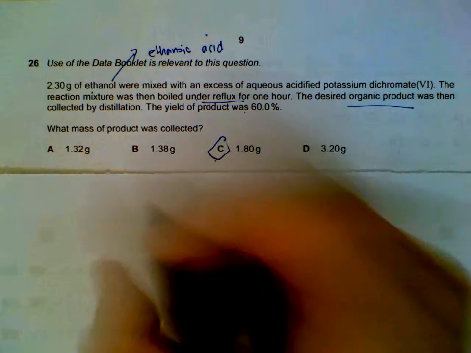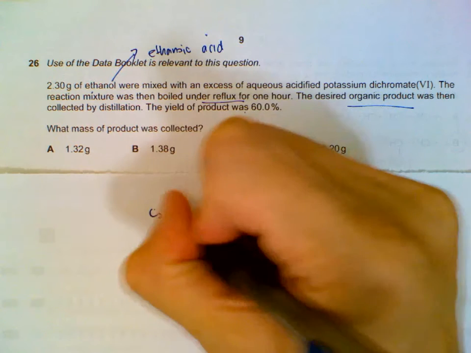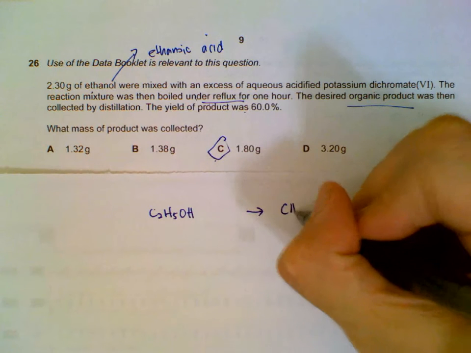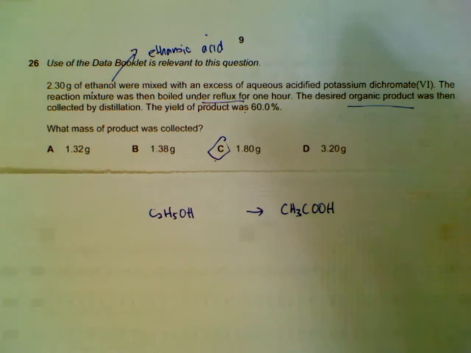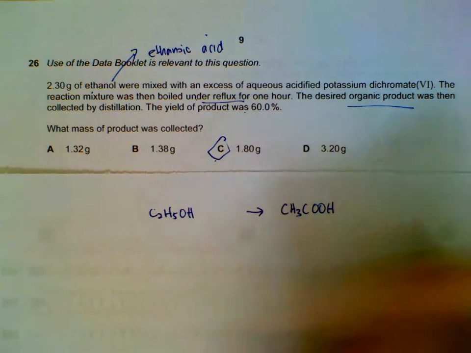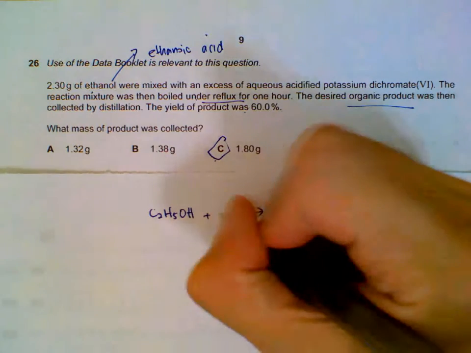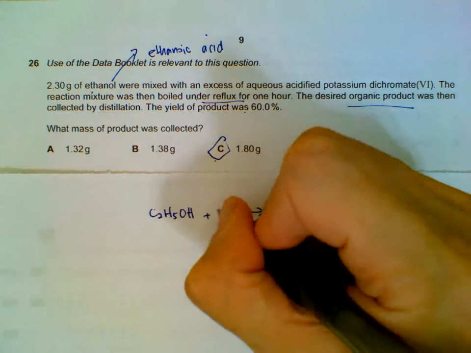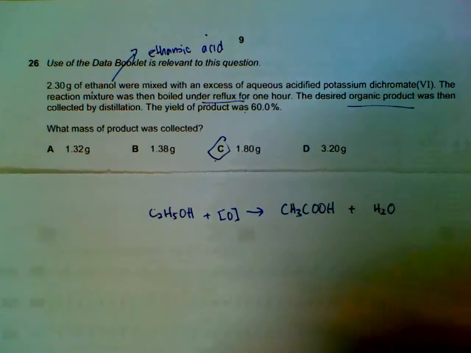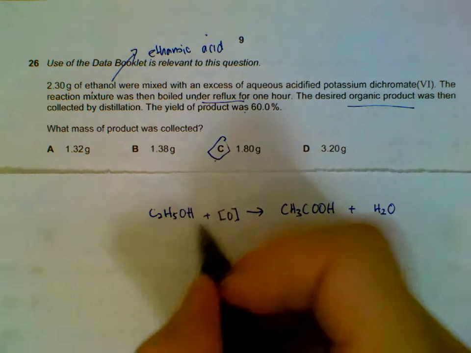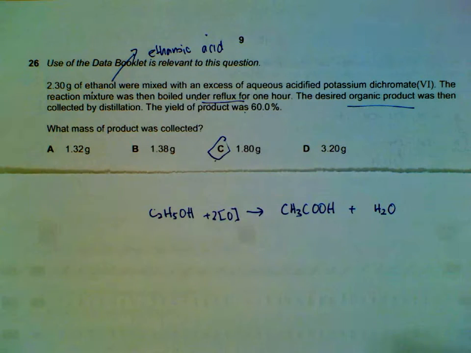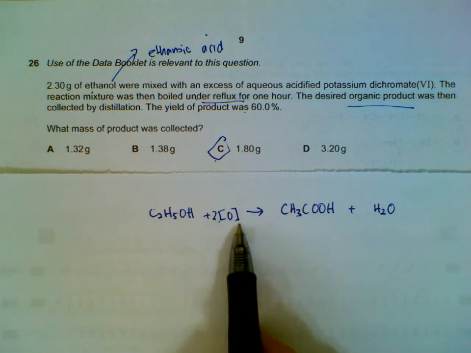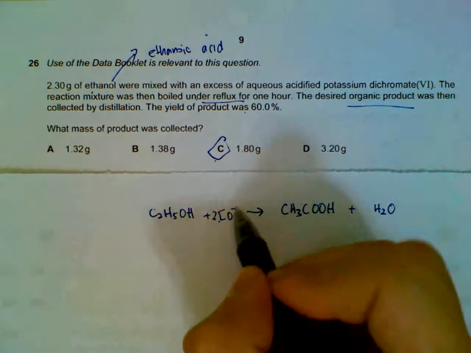So we form an equation. Ethanol forms ethanoic acid, CH3COOH. Now you might wonder, what are the other things that are involved? Well, if we were to really balance the equation, we have water, and then we have our oxidizing agent represented by square bracket O, and 2 of it here. If you're not sure about writing this equation with water and all that, it's fine if you don't have this.